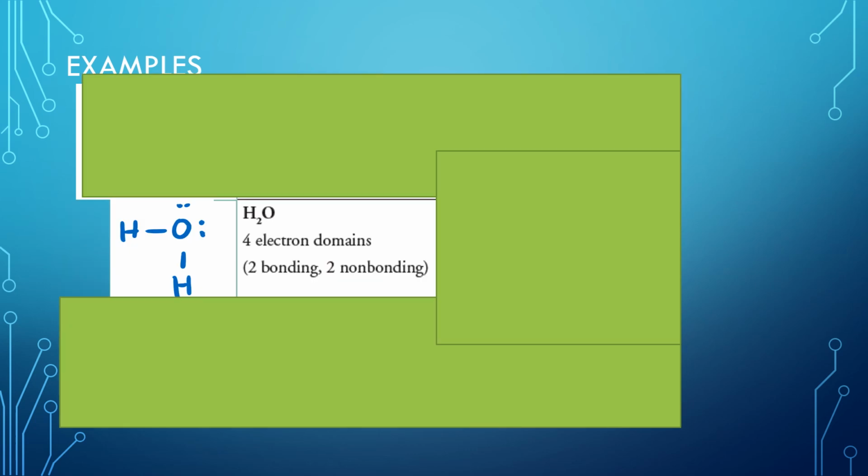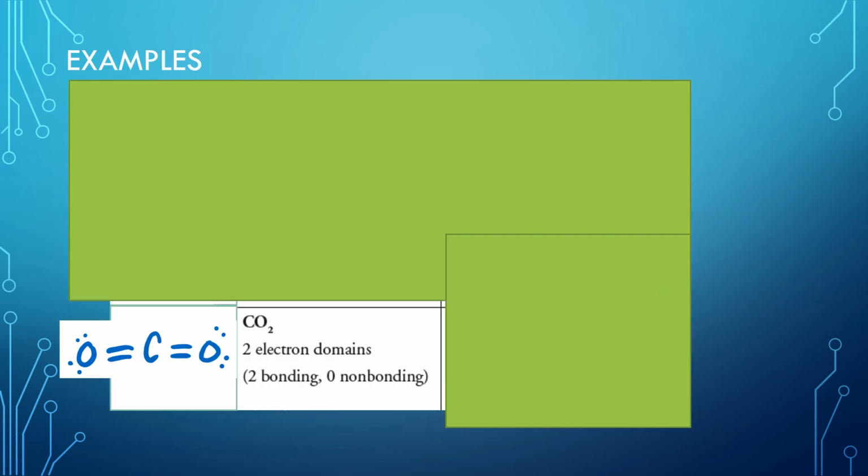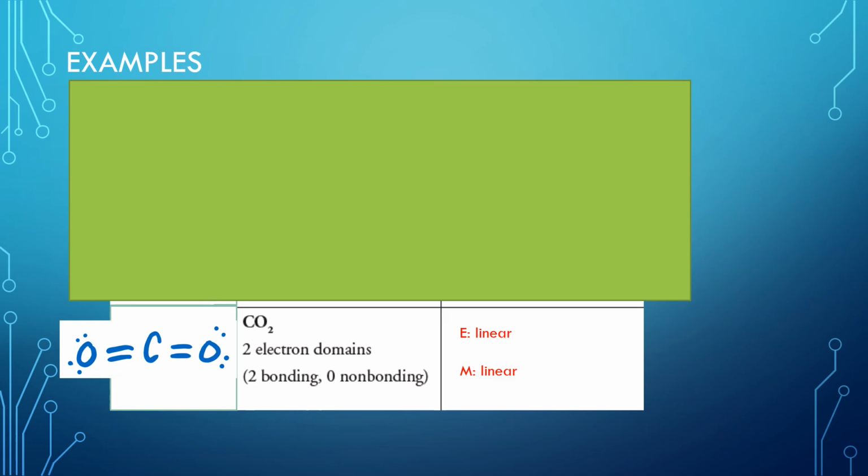Here's H2O. You have 4 domains, 2 bonding, 2 non-bonding. So 1, 2, 1, 2. This shape right here is going to be bent, but the electron geometry is still tetrahedral. CO2, so you have your carbon in the middle, domain here, domain here. They're both bonding, doesn't really matter. It's going to be linear for both the electron geometry and the molecular geometry.